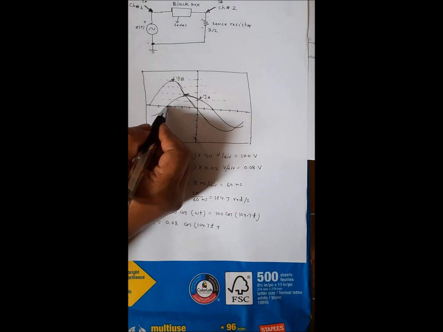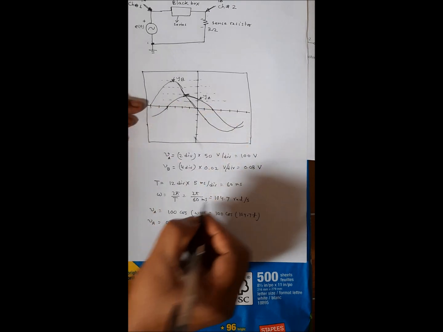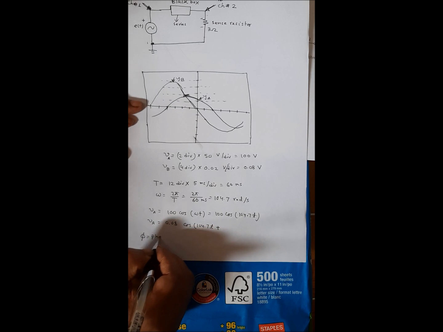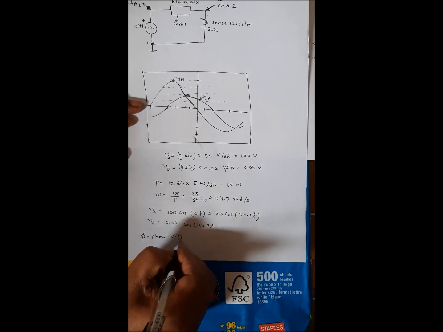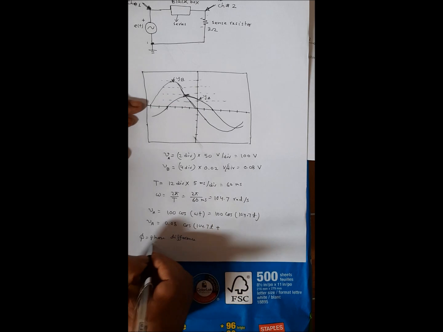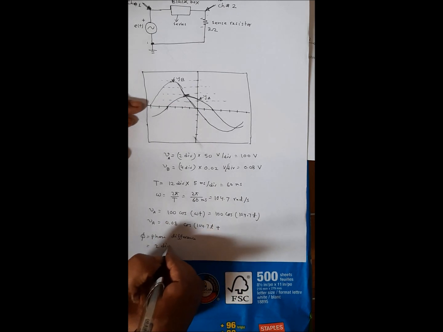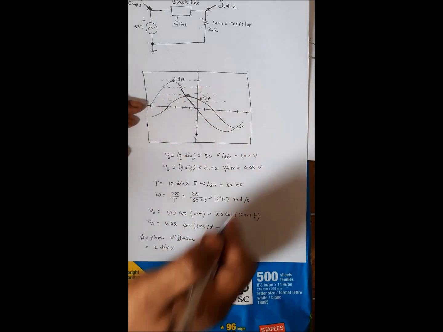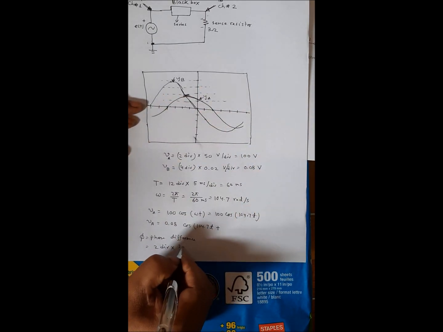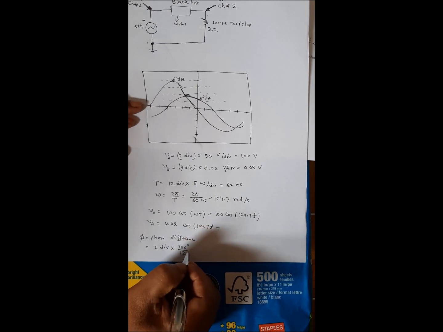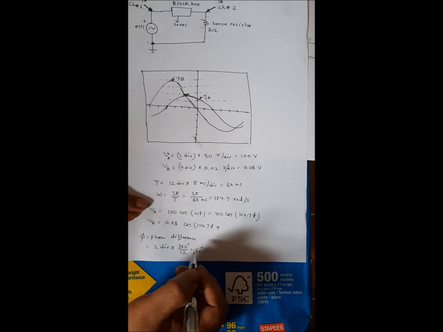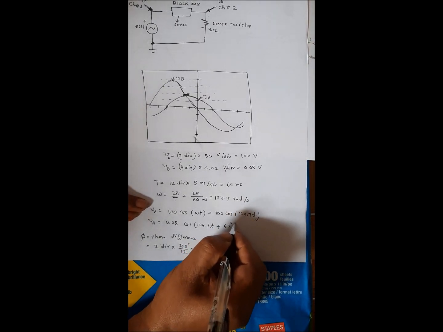So you see the phase difference is 2 divisions. So you can find the phase difference phi. The phase difference is equal to 2 divisions, and the total wave has 12 divisions. So 12 divisions has 360 degrees, and 2 divisions will be 60 degrees. So now we write 60.